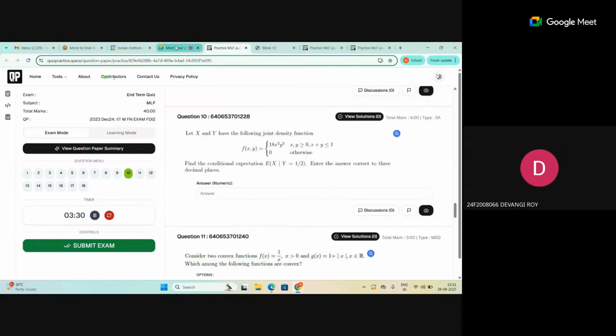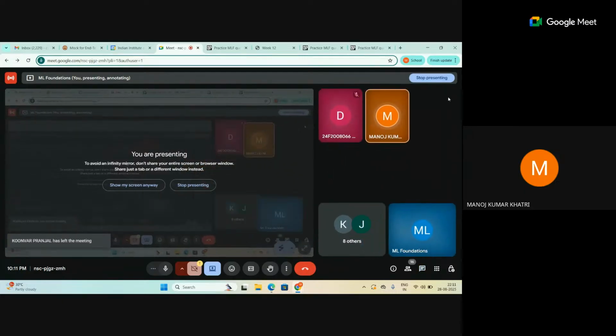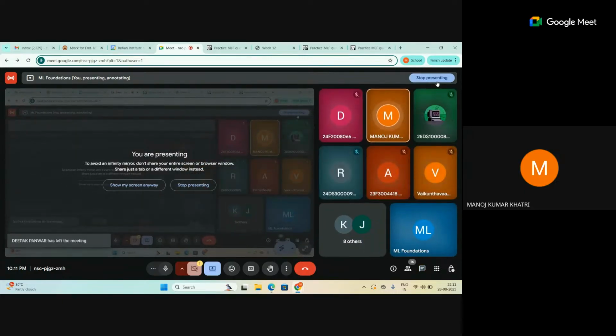Sir, one general query: majority of the topics in week 11 and 12 are from stats 2. In the stats 2 paper there was a list of formulas, but in MLF there is no such formula list. Can we, in the examination, click on stats 2 and see the formulas? Definitely, you can go and check that.